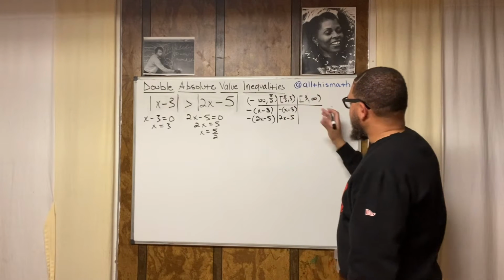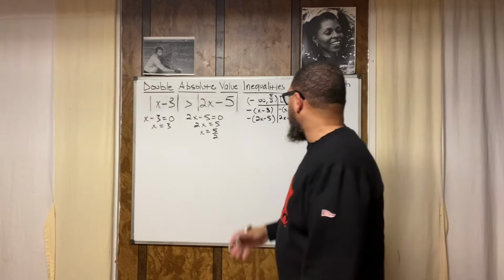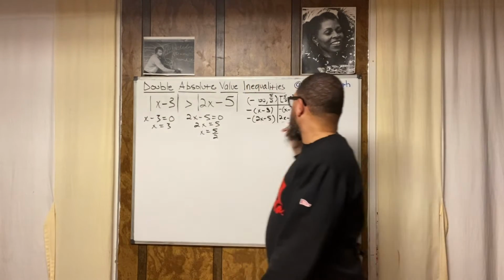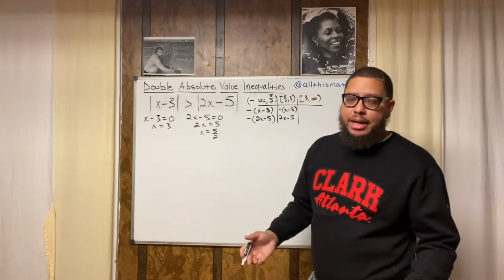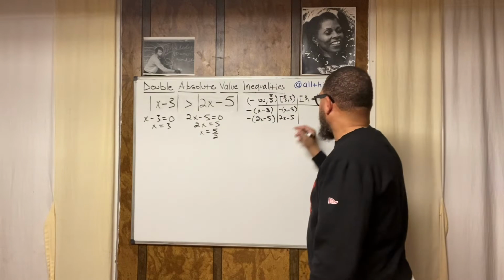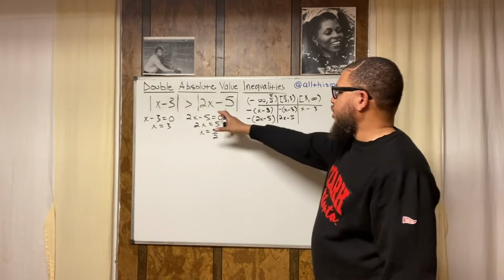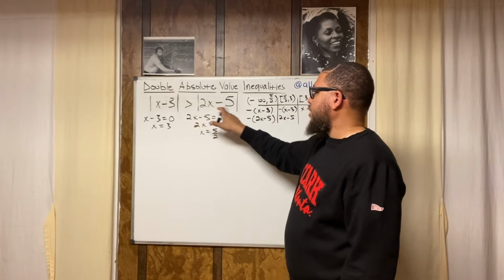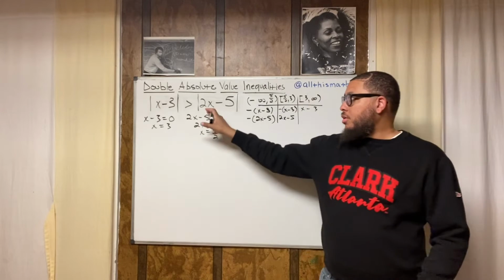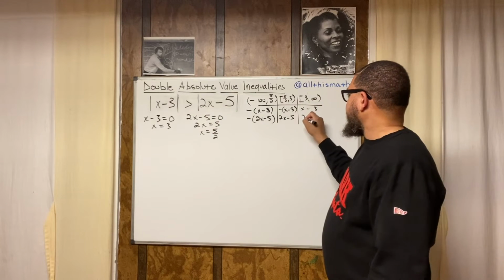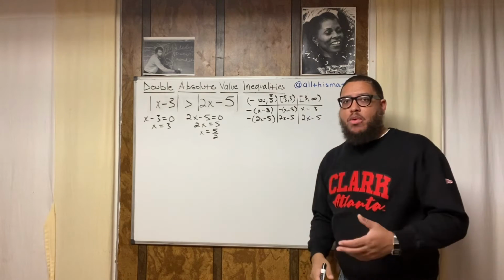Then we go to this interval, from 3 to infinity. I could just use 3 for real, because 3 is included because of my bracket. So 3 minus 3 is 0. So again, we got a non-negative. So that means I keep the expression the way it is: x minus 3. And then I go to this expression. 2 times 3 is 6. 6 minus 5 is 1. That's positive 1. So because we got a positive, we're going to keep the expression the way it is: 2x minus 5.